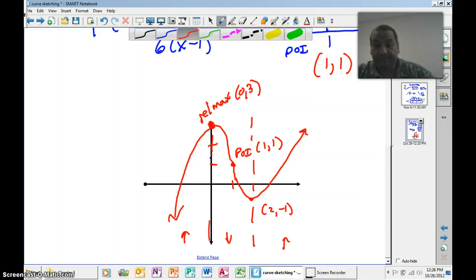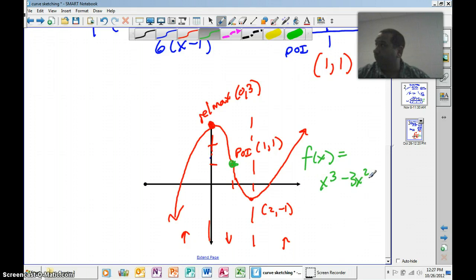So check it out. We have concavity changes from concave down to concave up right at that green point. We also have increasing up to here. My pen goes up to here, then starts coming down, and then comes back up. So that is the sketch of this graph. F of x equals x to the third minus 3x squared plus 3.